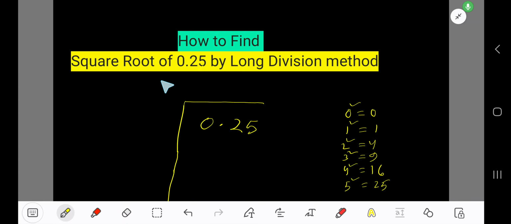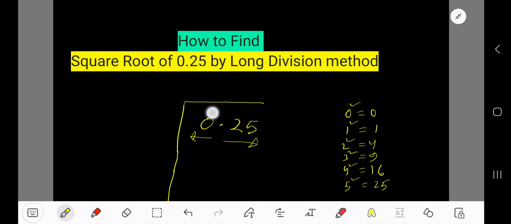How to find the square root of 0.25 by the long division method. At first we need to make pairs. Before the decimal we get the whole number part, after the decimal we get the fractional part. For the whole number part we will make pairs from right hand side to left hand side, and after the decimal we will make pairs from left hand side to right hand side.